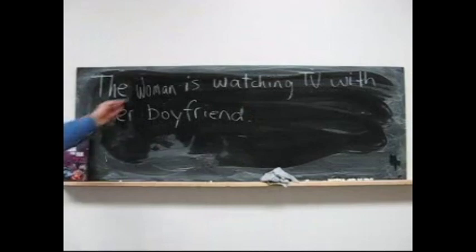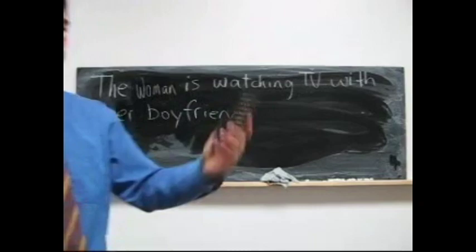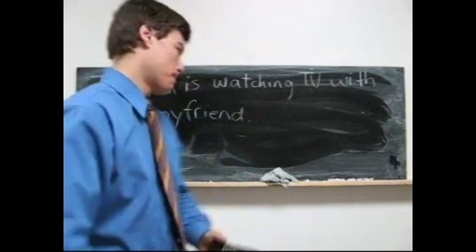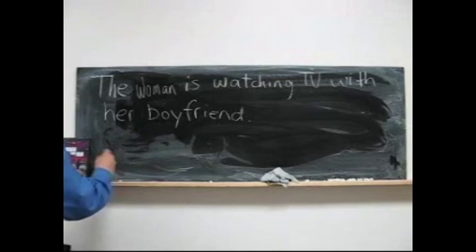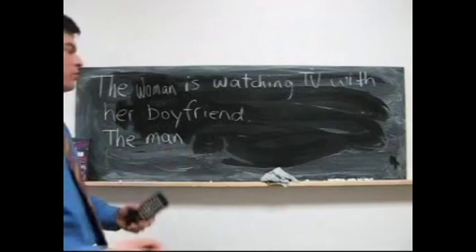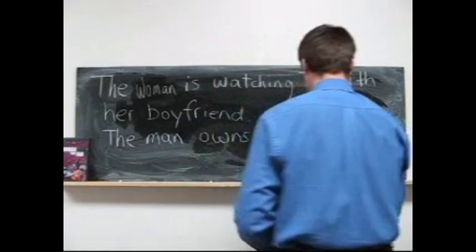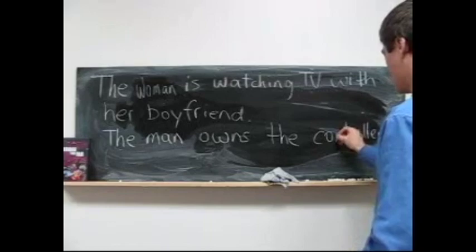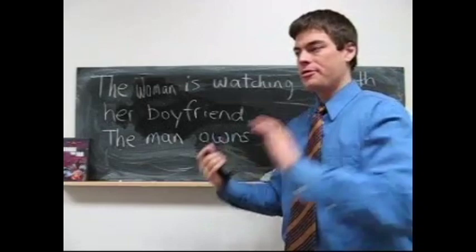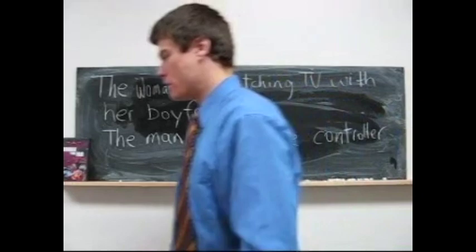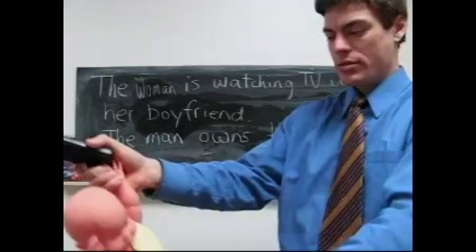Okay. Now, whose remote controller is this? Well, the man owns the controller. Owns is after you've bought something. So let's say the baby has the controller, and I have some money, I give the money to the baby. Now the baby has the money. He gives me the controller. Okay. Now I own the controller.